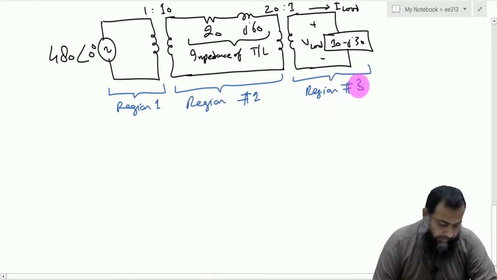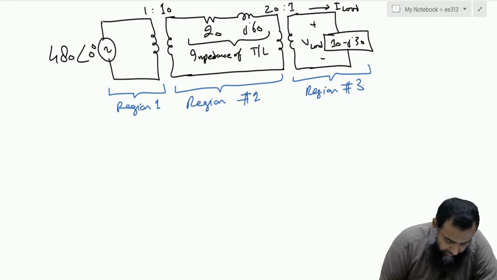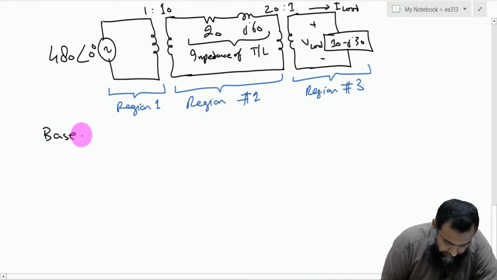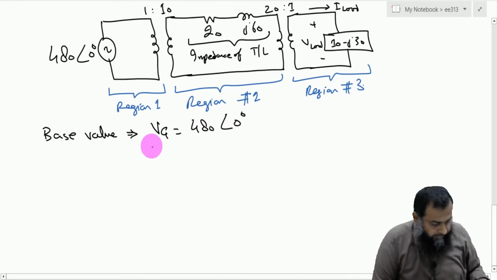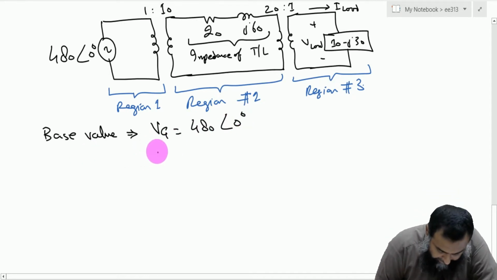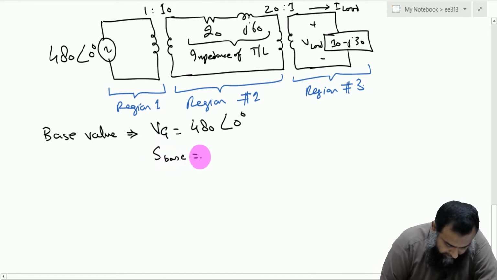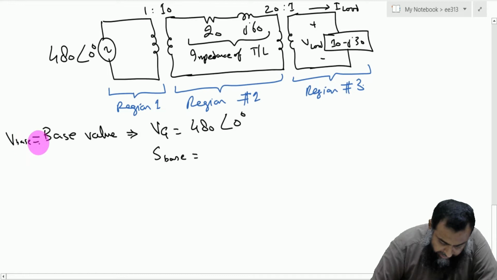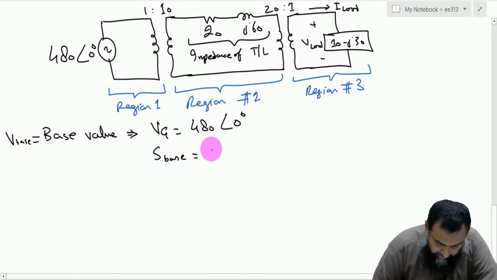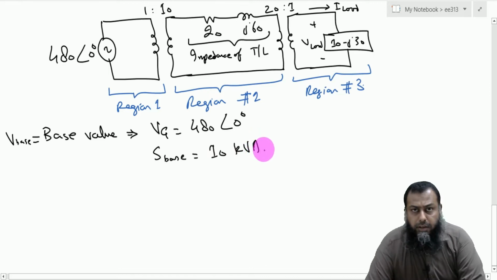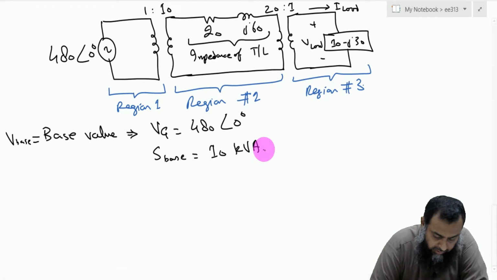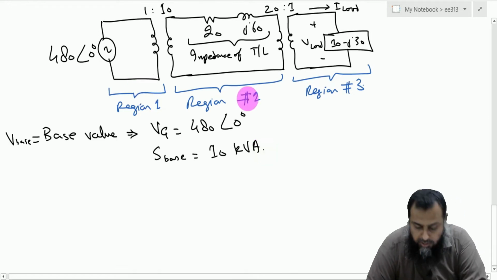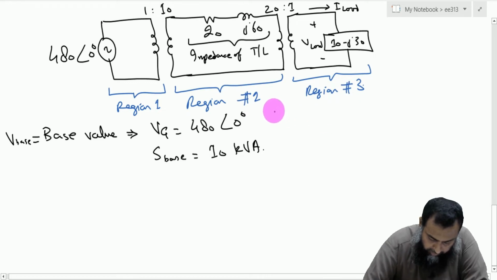For this particular numerical, let us say that the base value is this Vg, equal to 480 at an angle of 0 degrees, and the apparent power S base is equal to 10 kVA. To solve this numerical, we first have to find the base values for region number 1, region number 2 and region number 3. For that, let me draw a chart here.